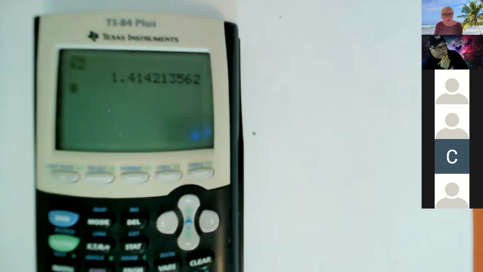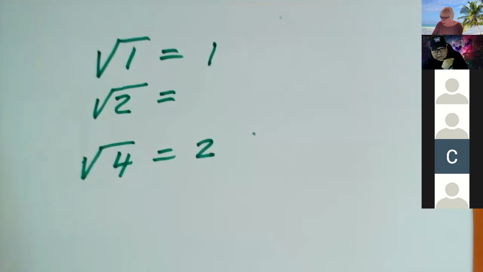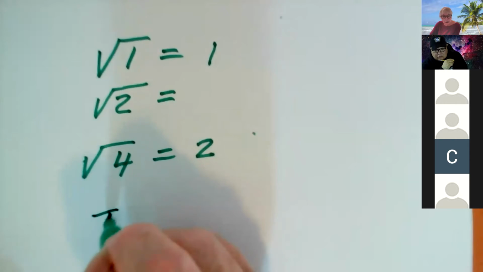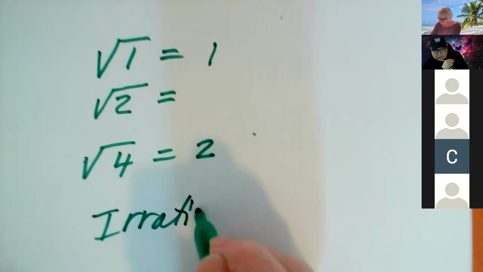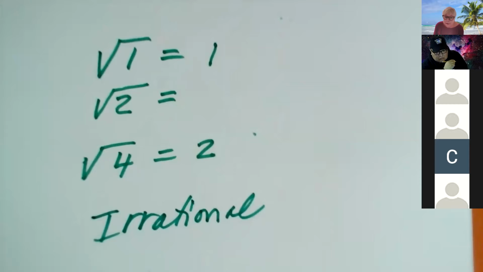Now, 1.414213562, and that's rounded. This number goes out to infinity without any pattern. Remember how we saw repeating patterns? No, no, no, no. These go out forever. They are called irrational. And that's a pretty good word for it because it doesn't follow any nice, sweet thing. Technically, it means you can't write it as a fraction if you wanted to. It won't work.